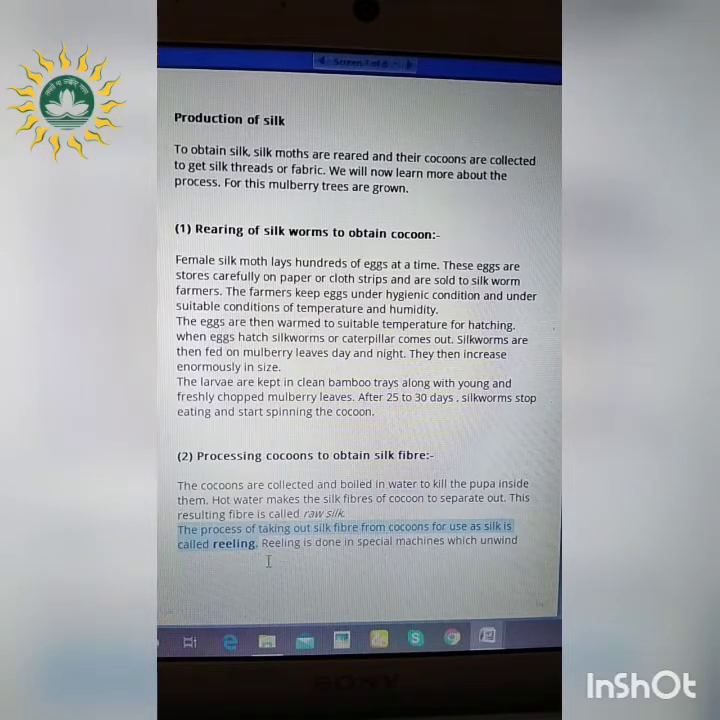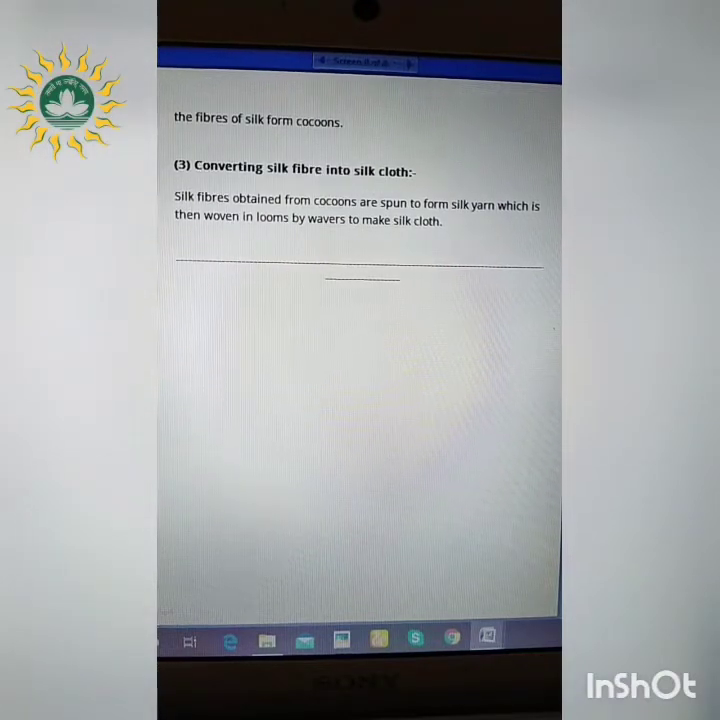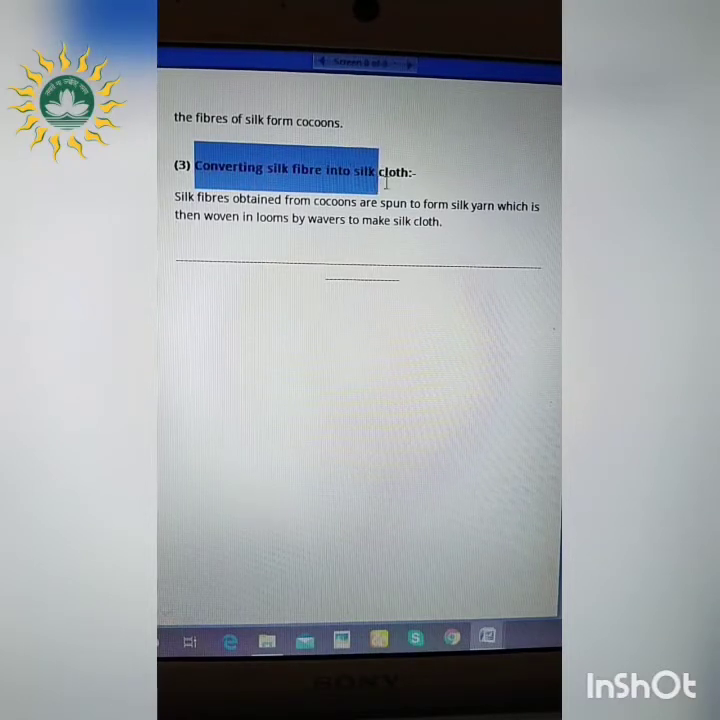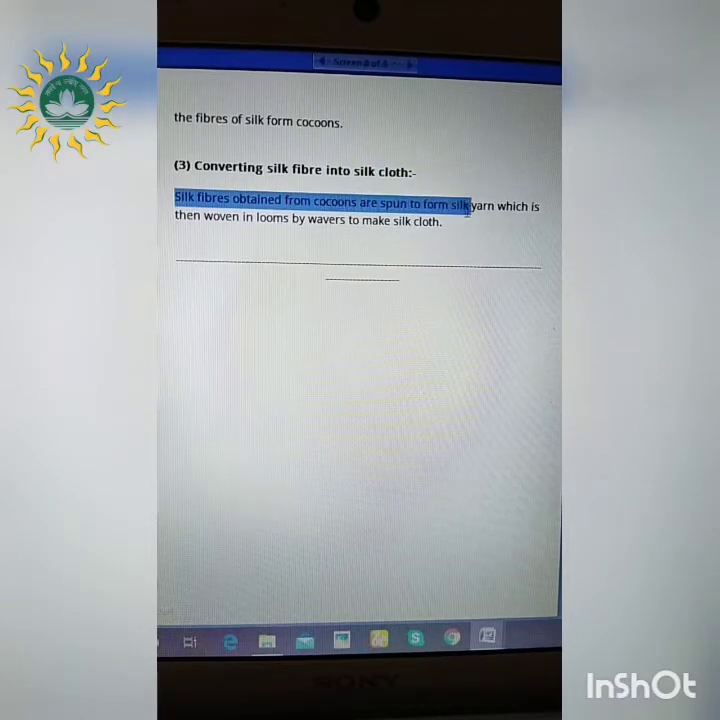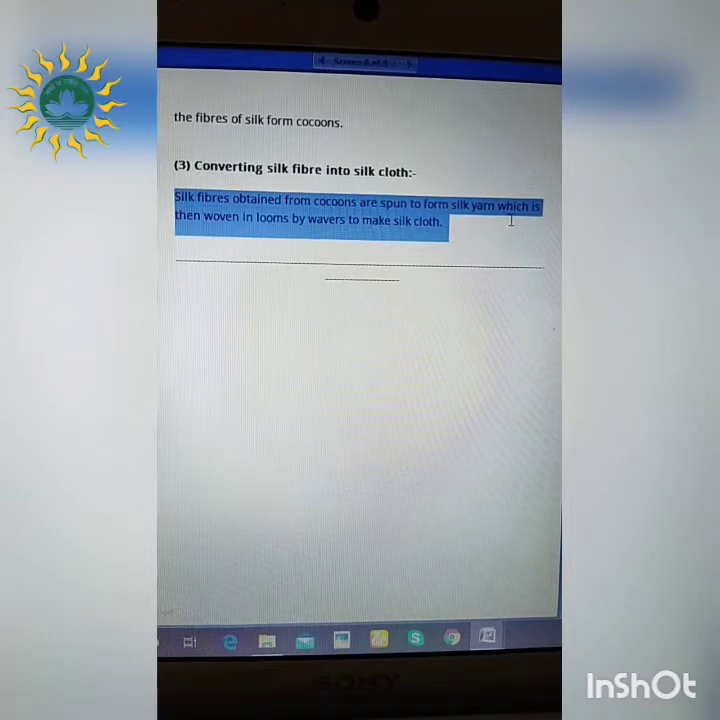How were the silk fibers taken out? As I've mentioned, because they are placed in boiling water. So the silk fibers are easily separated out, and that process is called reeling. So how is this reeling done? This reeling is sometimes done in special machines which unwind the silk fibers from the cocoons. Then the last step is converting silk fibers into silk cloth. In this step, what happens? The silk fibers which are unwound from the cocoons are spun into silk yarn and woven on looms, and ultimately silk cloth is made.